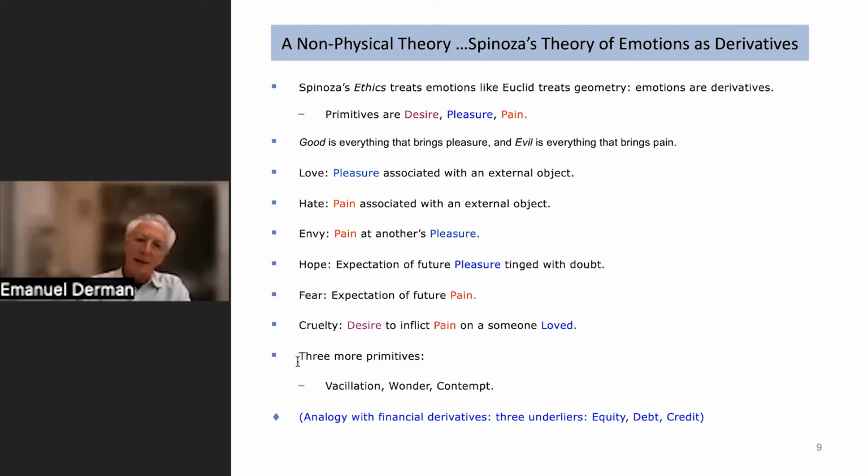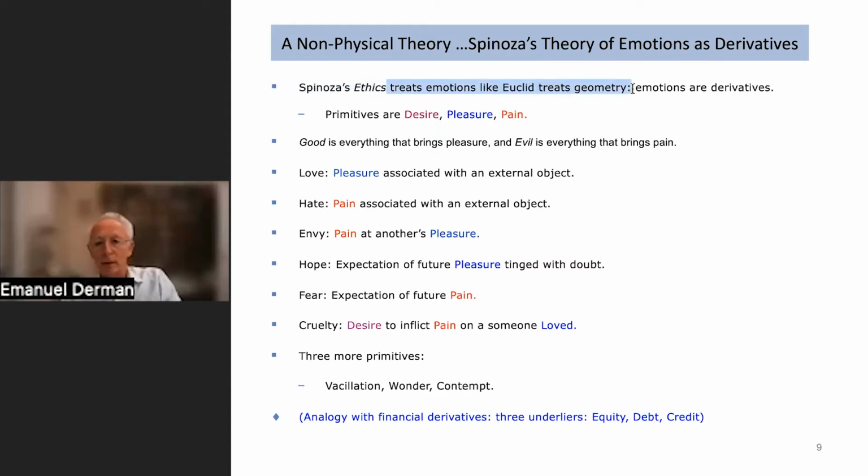I want to give an example of what I think is a non-physical theory, getting away from physics, and that's Spinoza's theory of the emotions, where he describes the emotions as derivatives. If you look at the Ethics, Spinoza, around the same time as Newton, tries to treat emotions the way Euclid treats geometry.